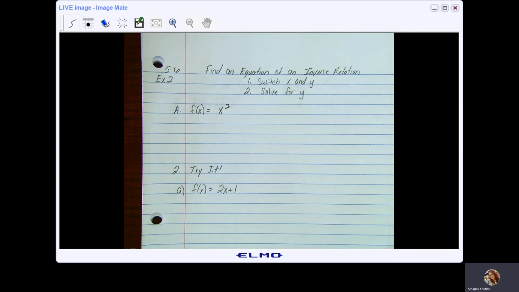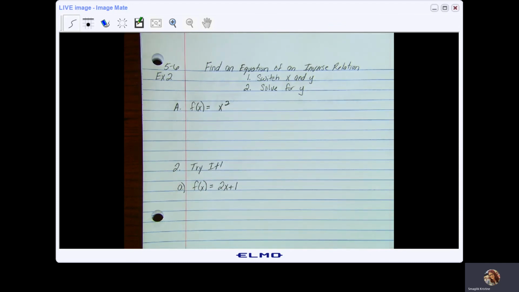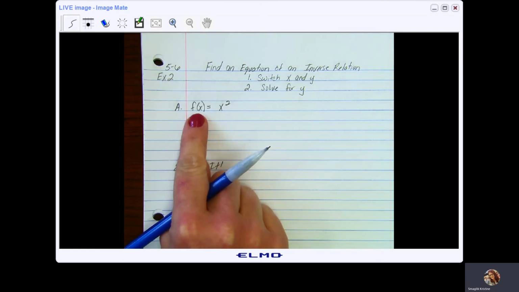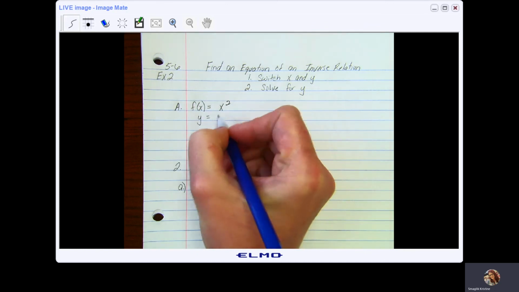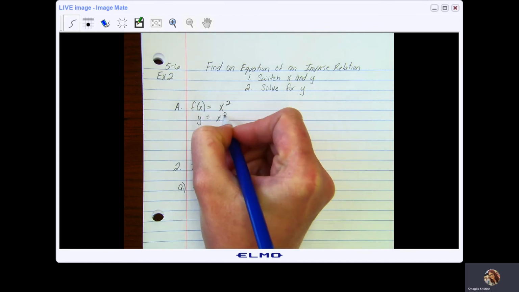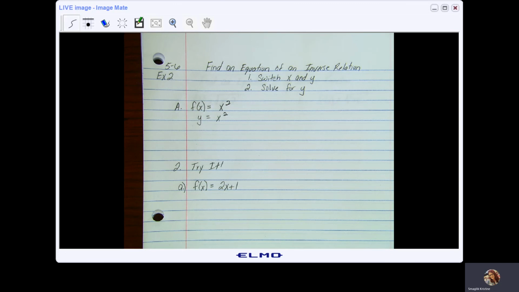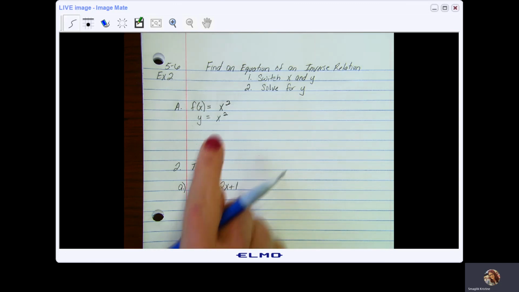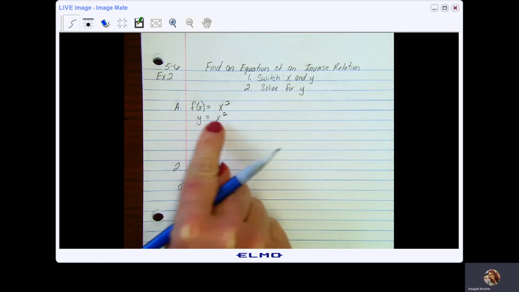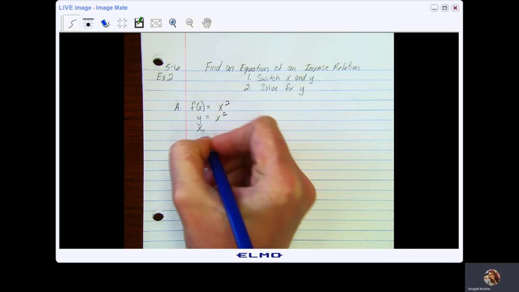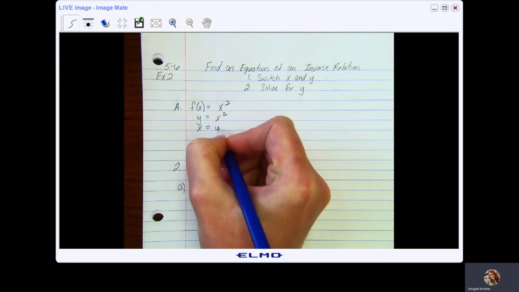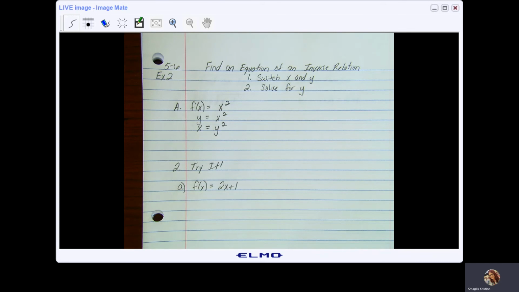So let's take a look at A. We have f of x equals x squared. Let's find the inverse relation. So remember that f of x is essentially y. So we have y equals x squared. Now I want to switch my x and my y. So I now have x equals y squared.